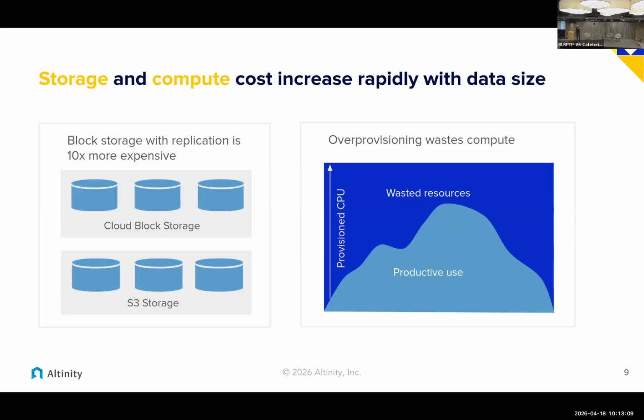So you're talking about storage that's 4 times more expensive, and you need 3 copies. So it ends up being 10 to 12 times as expensive as just using a single copy on object storage. The other problem is that your compute is tied to your storage.